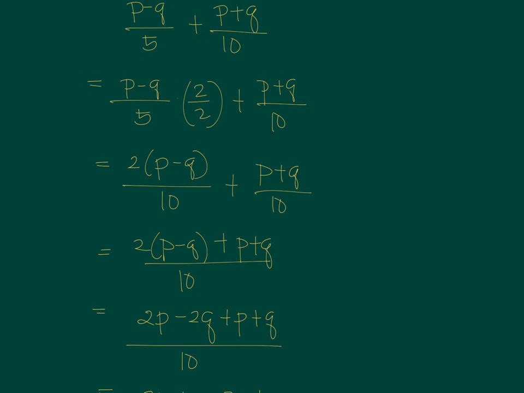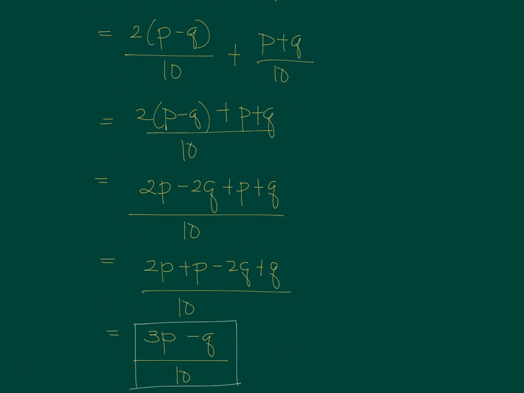And then the next step would be to simplify the numerator. That would mean 2 times p, that's 2p. 2 times q is 2q. Note how I followed the minus symbol. So 2p minus 2q, that's your first two terms. And then we just simply copy p and q.